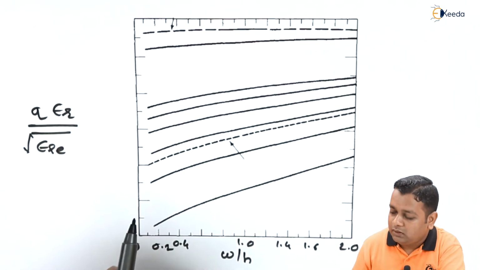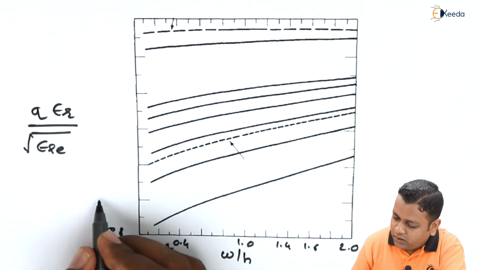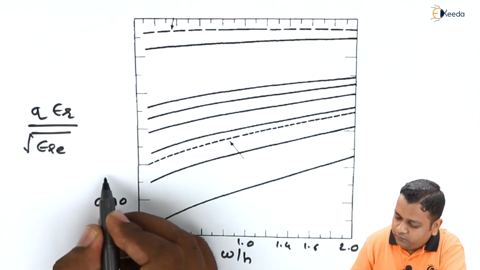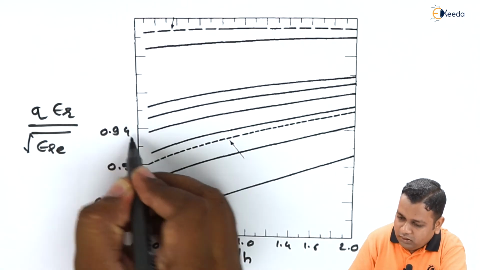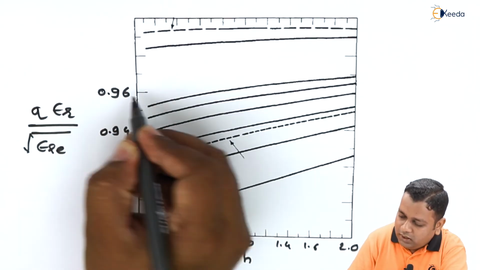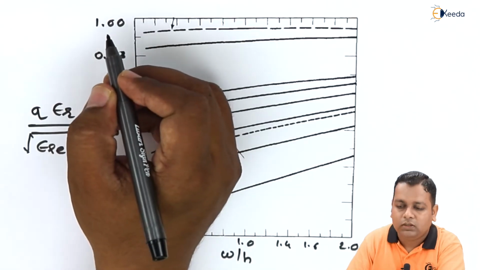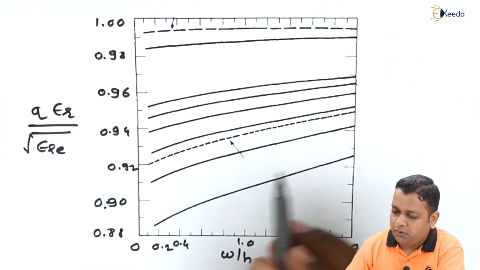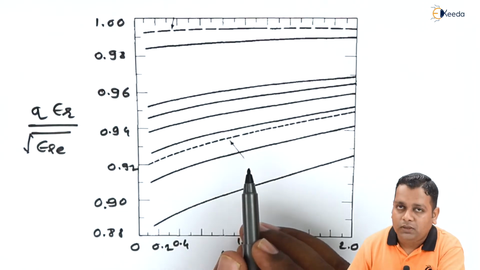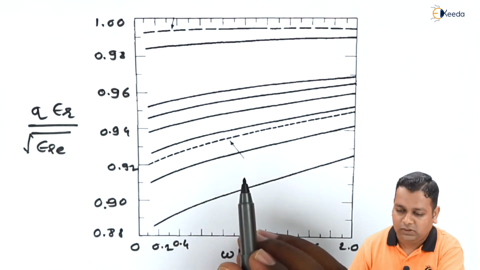Whereas the filling factor has been marked right from 0.88, 0.90, we have here 0.92, 0.94, 0.96, 0.98, and here it is 1.00 here. So here we have the different curvatures with respect to the various values of relative dielectric constant.